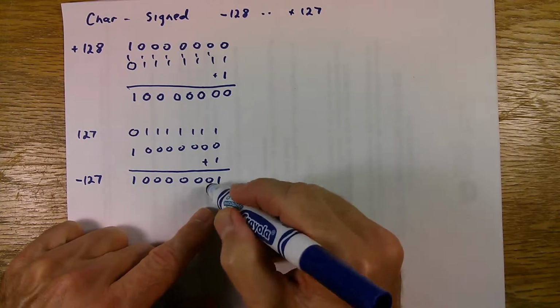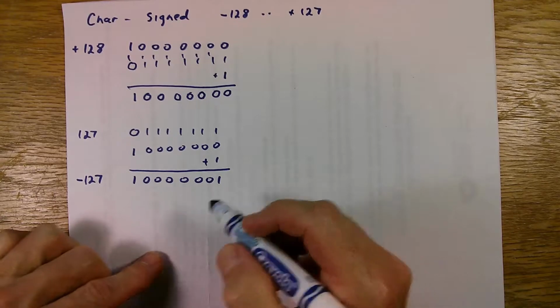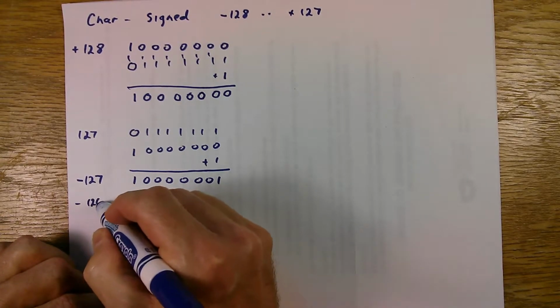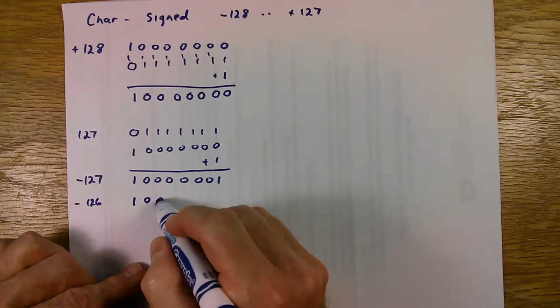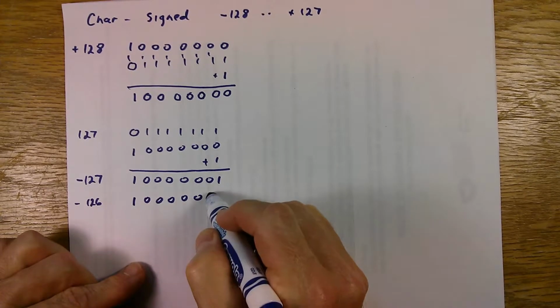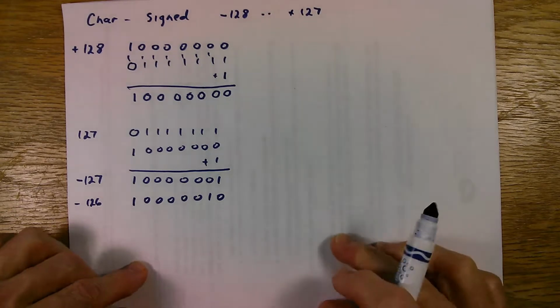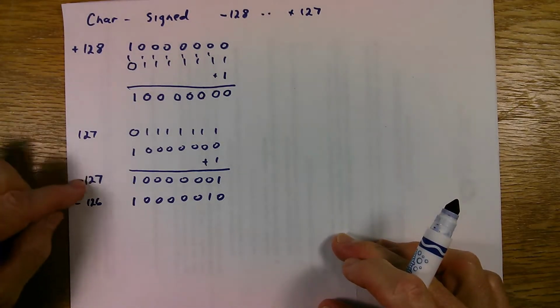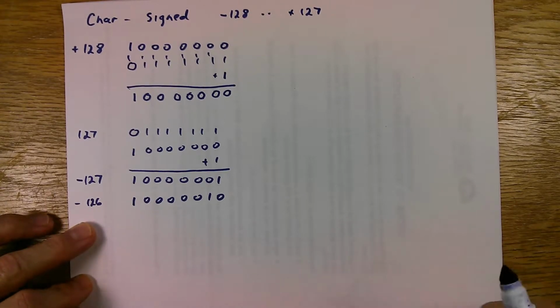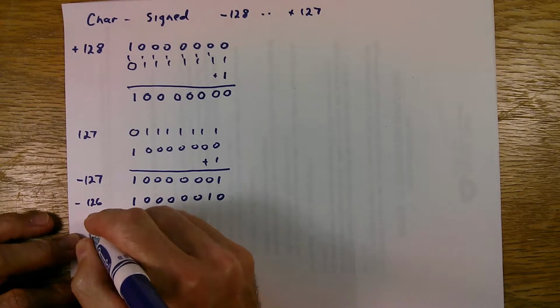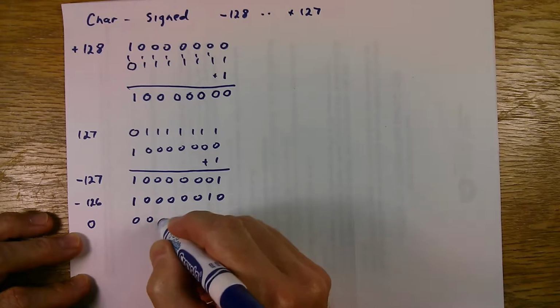Minus 126, you'll just put a 1 in here and a 0 there. So minus 126 will be 1, because of the sign bit here, followed by a bunch of zeros and a 1, 0. And you can work it out all you want. And you keep going down and down and down until we get to 0. 0 is always 0. So there's no signed 0 in this case. So 0 is just all zeros.